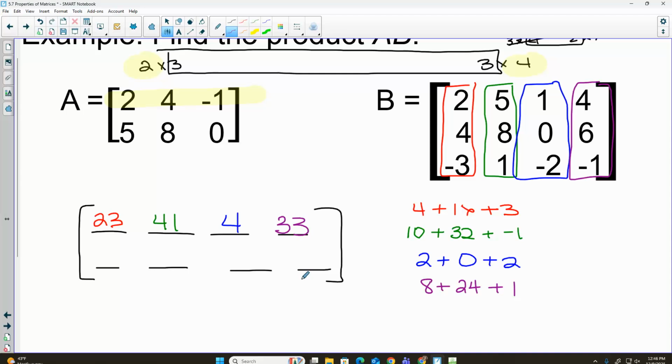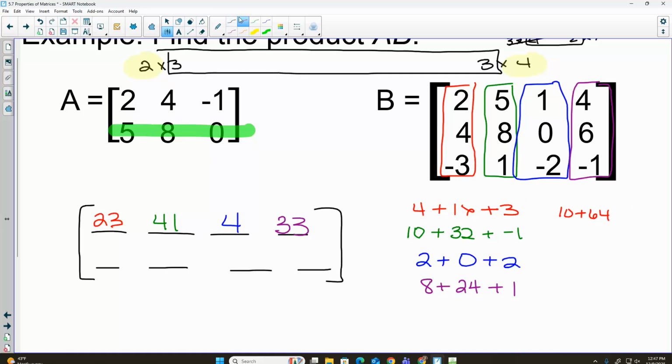Have I lost anybody here? That's the first row. How do you think we get the second row? I take the second row times each of those columns. So 5 times 2 is 10. 8 times 8, 64.